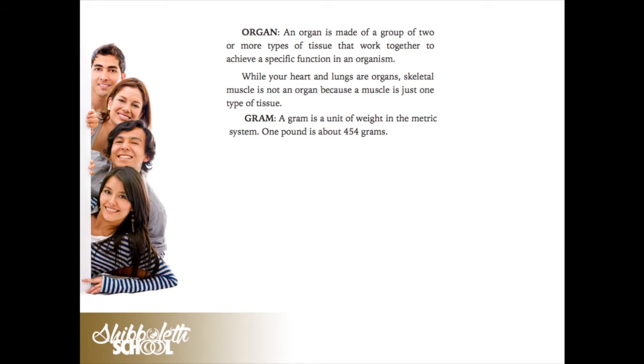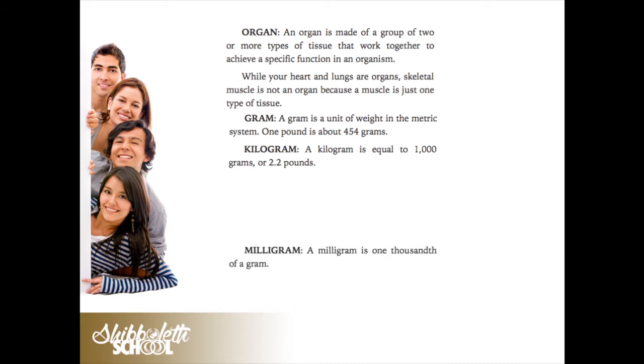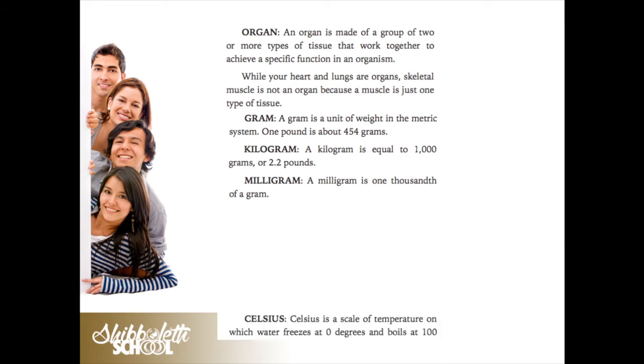A gram. A gram is a unit of weight in the metric system. 1 pound is equal to 454 grams. A kilogram. A kilogram is equal to 1,000 grams or 2.2 pounds. A milligram. A milligram is 1,000th of a gram.